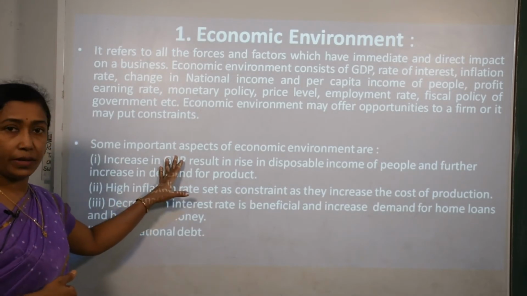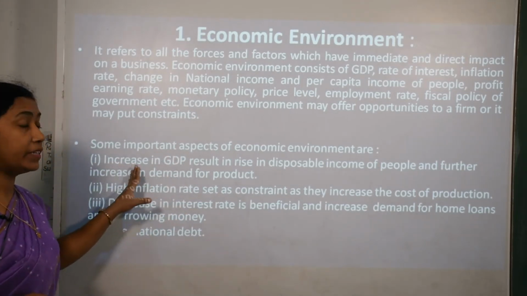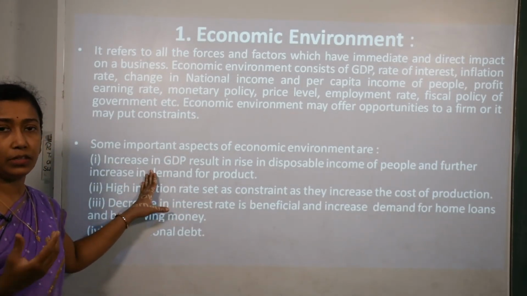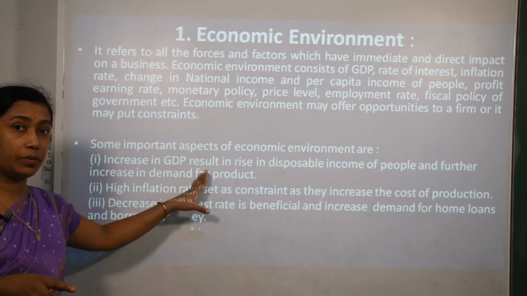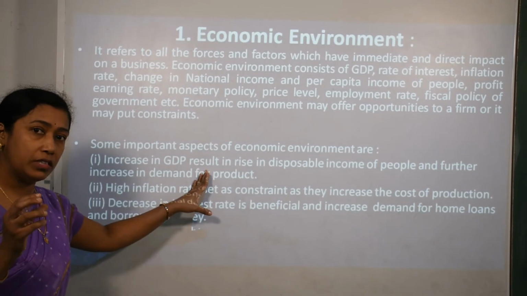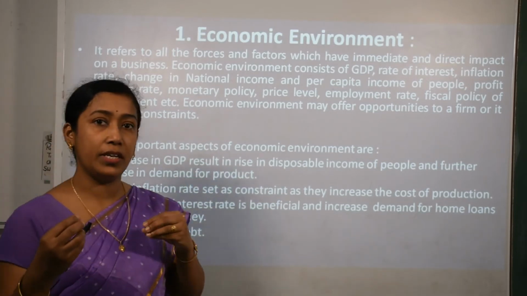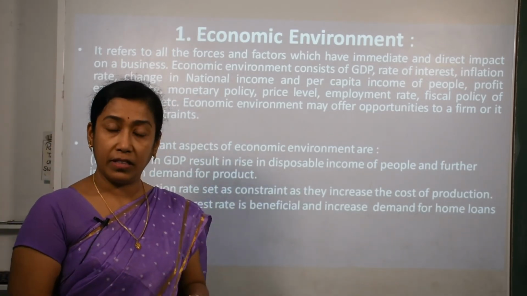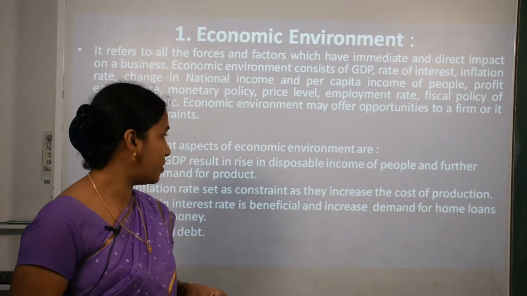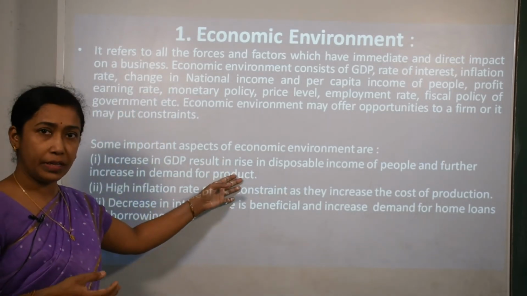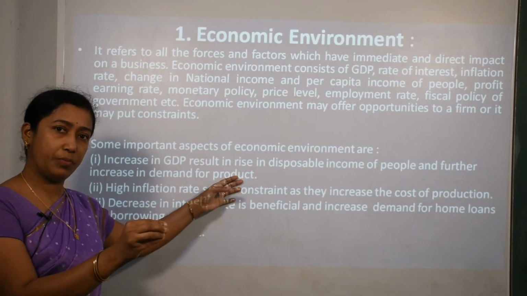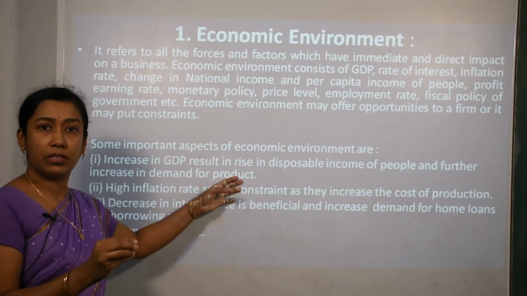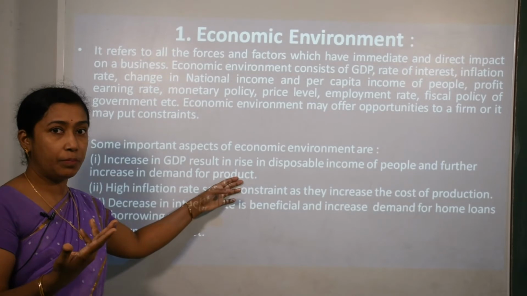Some important aspects of the economic environment are, first, increase in GDP. If gross domestic product is increasing, it results in a rise in disposable income. Disposable income is the income which is spent by consumers in the form of consumption expenditure. Dispose means when you spend or use that part of money for purchasing goods and services. So disposable income of the people will increase.